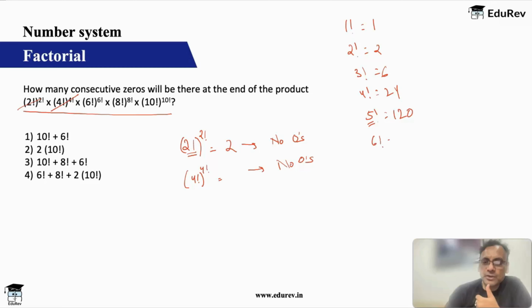And then 6 factorial is 120 into 6, 720. 7 factorial is 720 into 7, which is 5040. It will go on like this till you get 10 factorial, and 10 factorial will have 2 zeros, because 10 factorial is equal to 10 into 9 into 8 into 7 into 6 into 5. So there is a 5 in 5 and there's a 5 in 10 also. So 10 factorial will have 2 zeros.